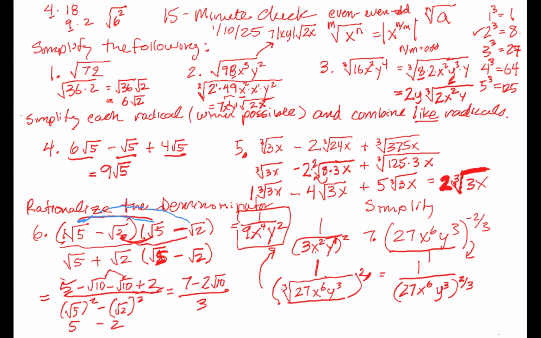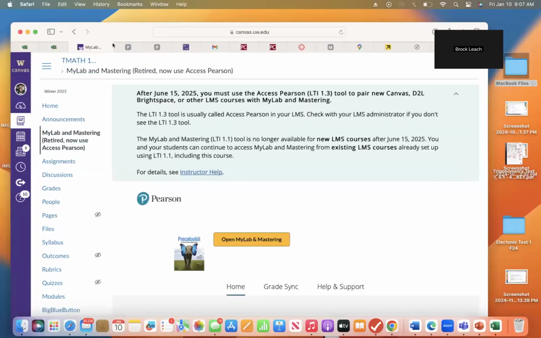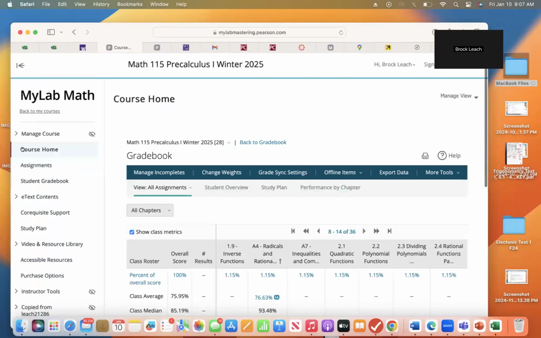Okay. I'm going to change our share. Allow multiple. Okay, place screen share. I'm guessing it's going to make me log in again.